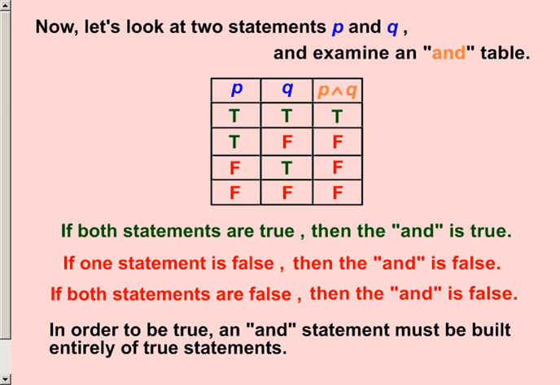So in order to be true, an AND statement must be built entirely out of true statements. And this can be expanded. Right now we're looking at two pieces of information, P and Q, but honestly it could have been 100 pieces of information, but all 100 of them would have had to be true for the AND statement to be true. If even one of them was false, then the entire AND statement would end up being false.